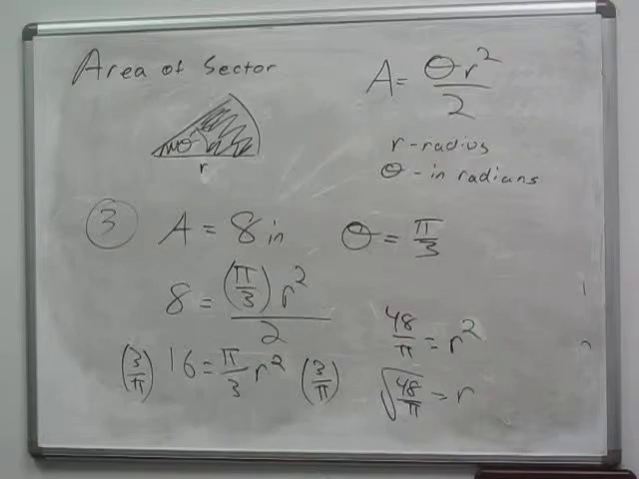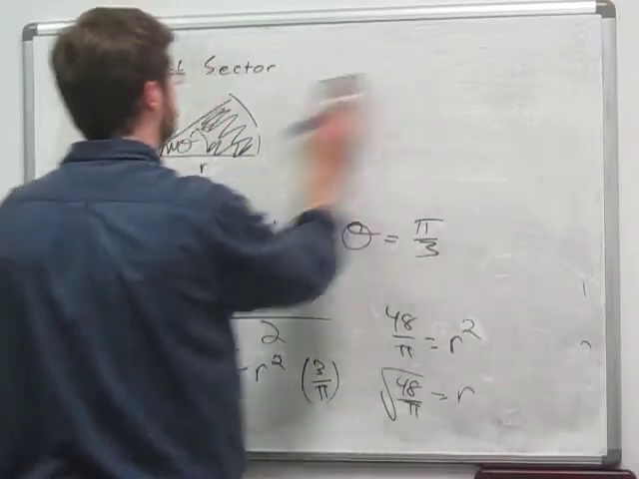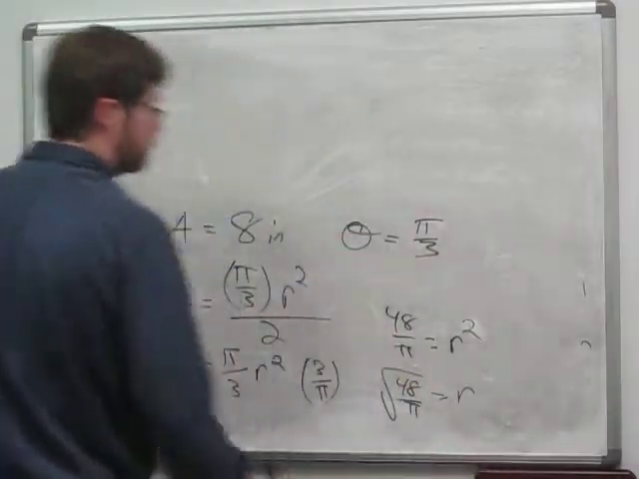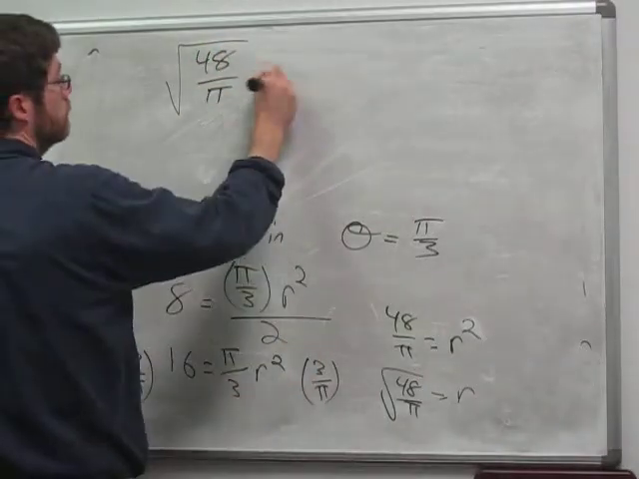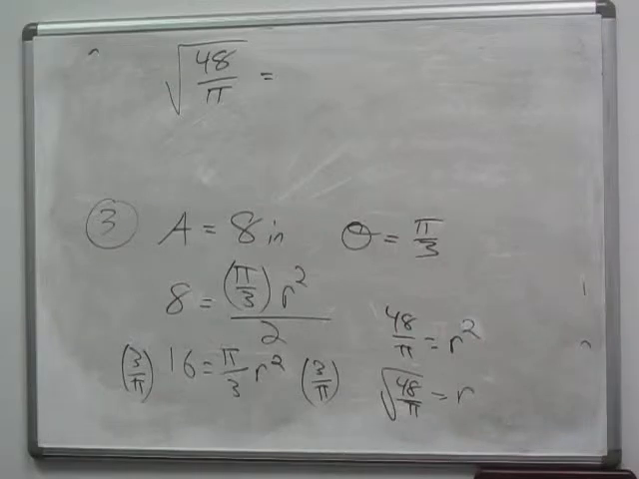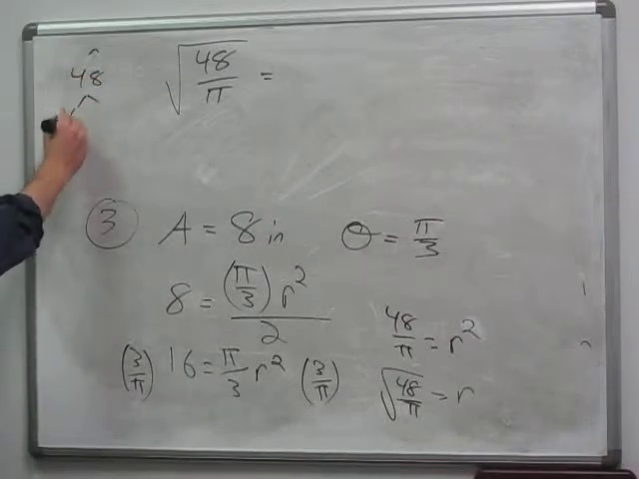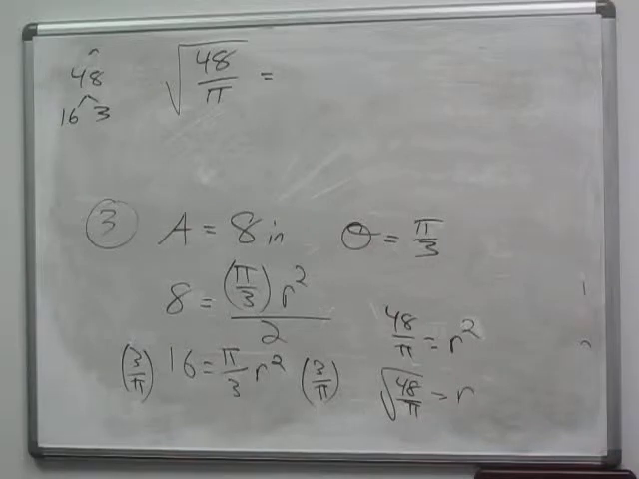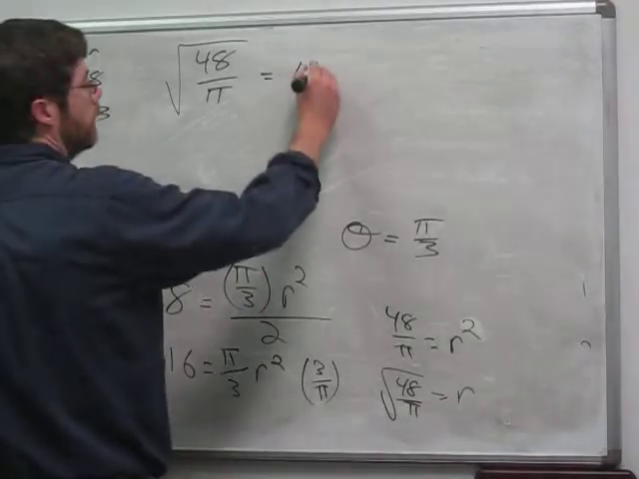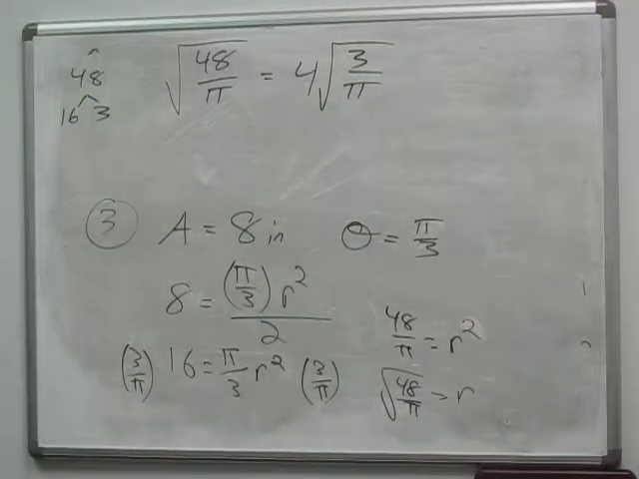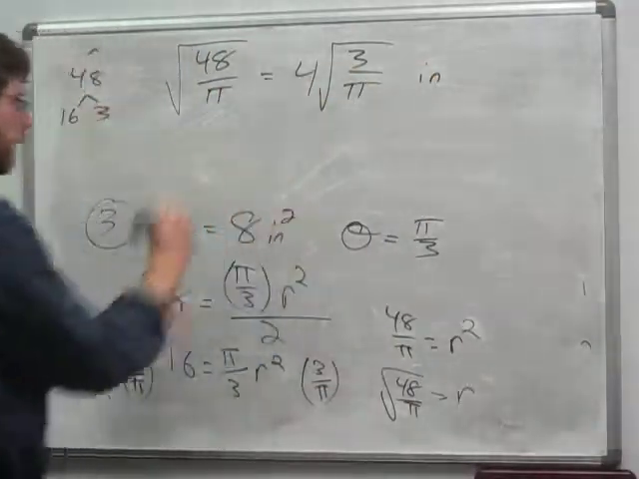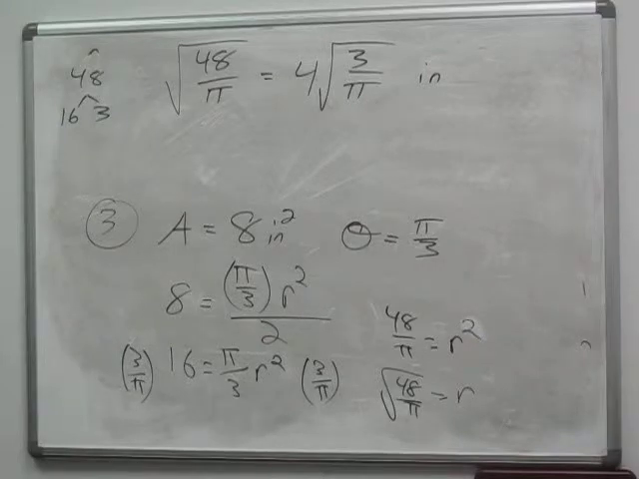Let's see what that would be. So your 48, largest square in there is 16, and 16 times 3. So I'm going to have a 4 on the outside, square root 3 over pi. And, sorry, the area should be inches squared, so our radius will be inches.